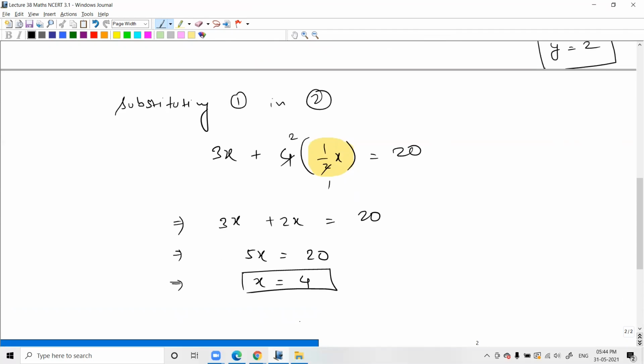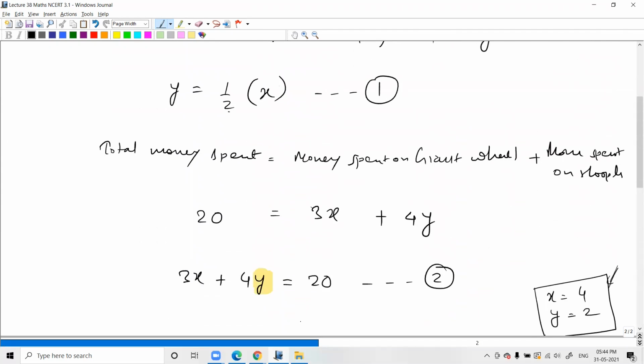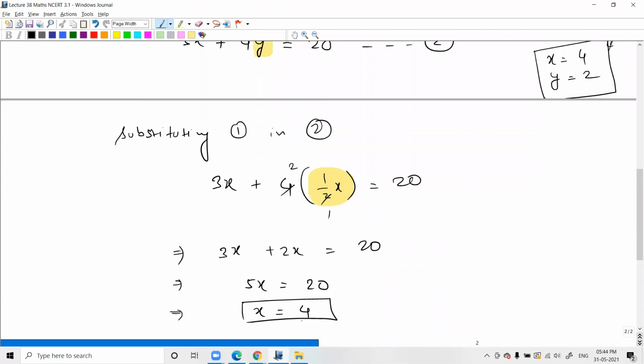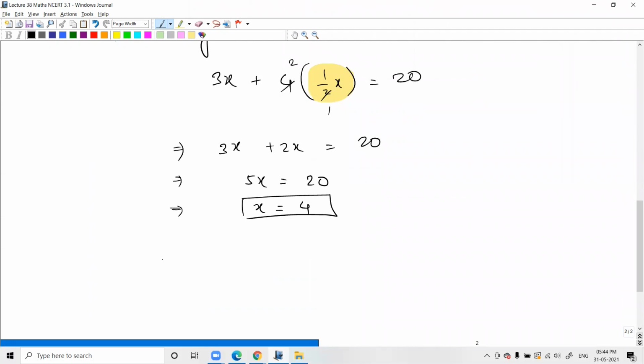Now we know x, we can find y very easily because y is equal to half of x from the first equation. So y is equal to 2.